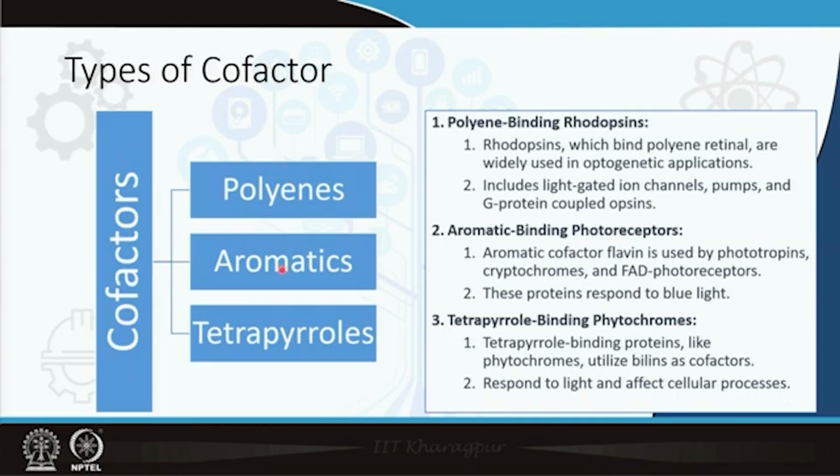You do not need to go into too much chemistry here, but understand that there are usually three different types of cofactors. Cofactors are non-protein molecules that attach themselves to the protein, and they are the ones which are directly photosensitive. They are directly affected when light falls on them. When light falls on them, they undergo some sort of modification, some sort of change, which results in the overall change of the protein molecule that they are attached to.